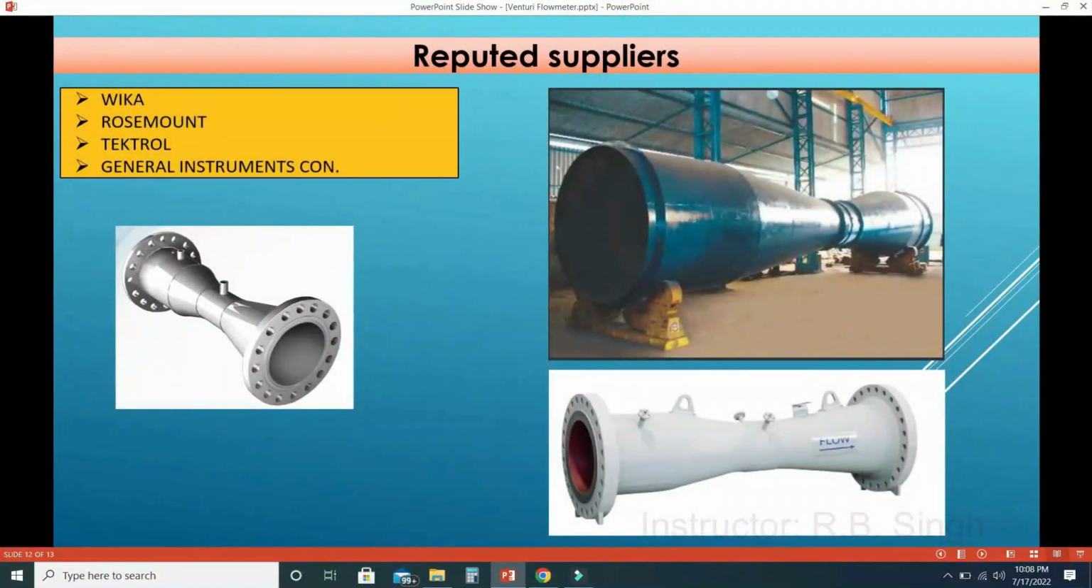Some reputed suppliers are there in the market: Vika, Rosemount, Tectrol, General Instrument Consortium. So we can purchase from these reputed suppliers. Some figures are given here for Venturi meter. Like you can see, this is around 100-inch Venturi meter. So you can see how large a Venturi meter can be. And this is also a Venturi meter from our supplier.